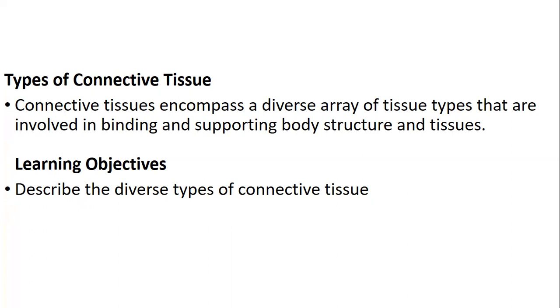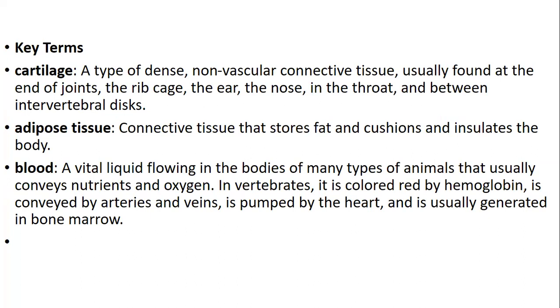So let's look at the types of these connective tissues. We've already talked about the different types. The objective here is that you should be able to describe the diverse types of connective tissues. Among them, we shall come across terms such as cartilage, which is a type of dense, avascular connective tissue, usually found at the ends of joints and ribs, as well as in the ear. Part of the cartilage is the cartilaginous bone, made up of this avascular connective tissue.